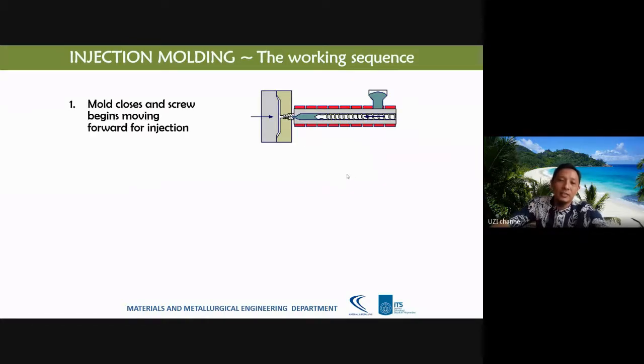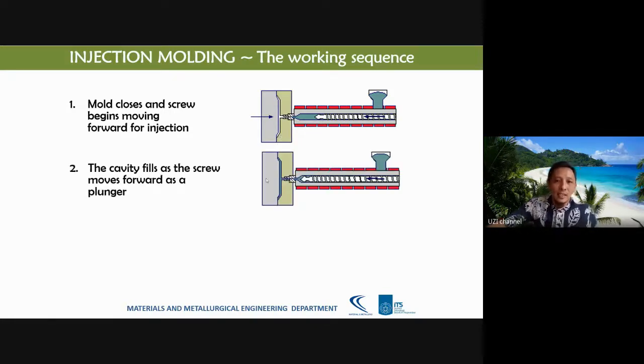Principally, we have several steps from the raw material to become a product of the solid polymer through this injection molding. The first one is to make liquid polymer from the screw extruder here. So the mold closes and the screw begins moving towards the injection part here. So the polymer comes into the mold.